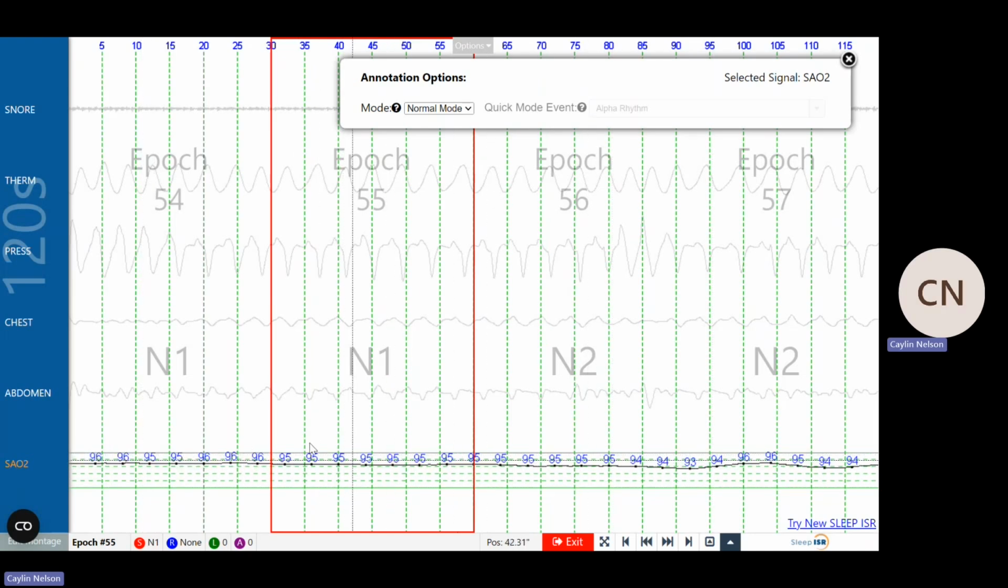Looks pretty consistent around 95, 96. It does drop down to 93 from the 95 at about 65 seconds. But again, that's still only 2%. So it's not exactly a desaturation qualifying for a hypopnea.